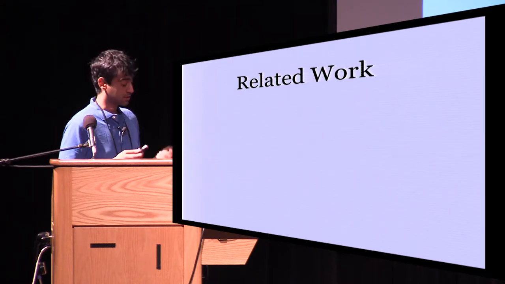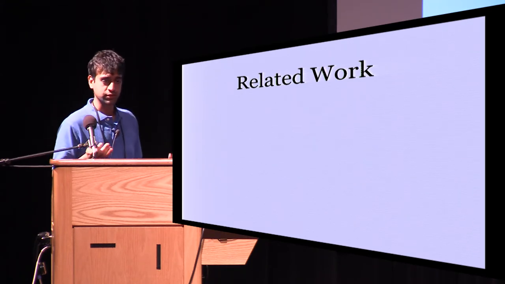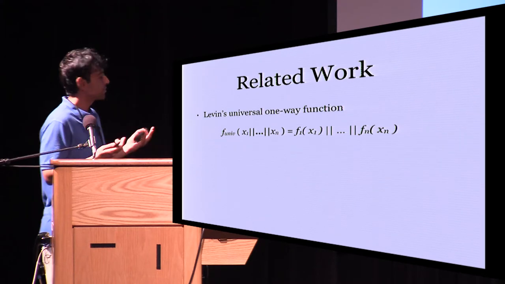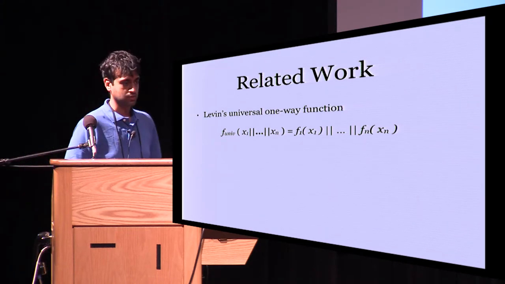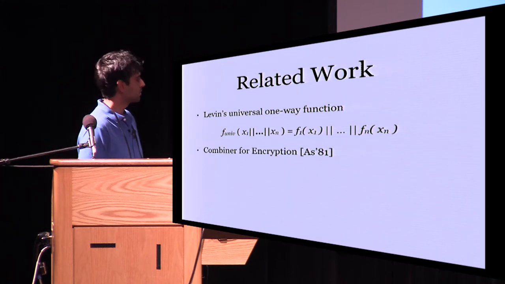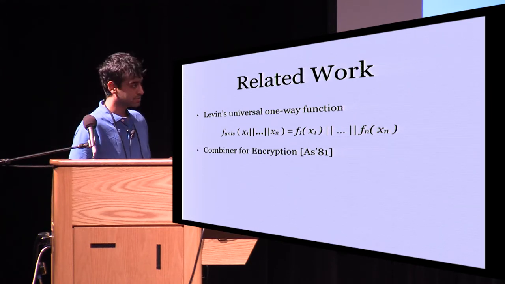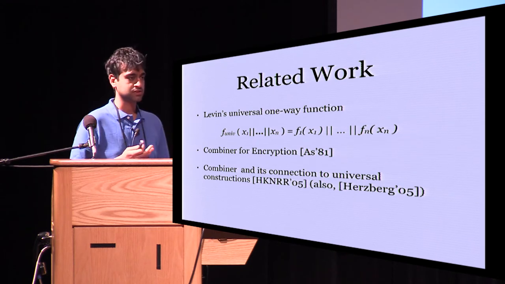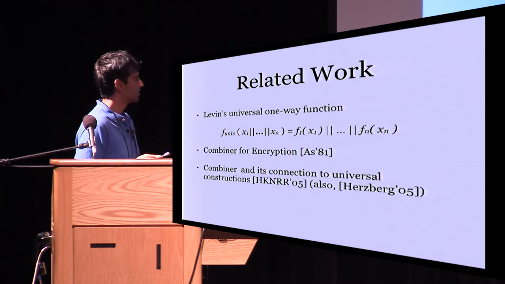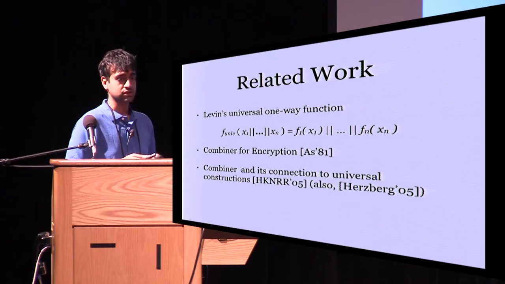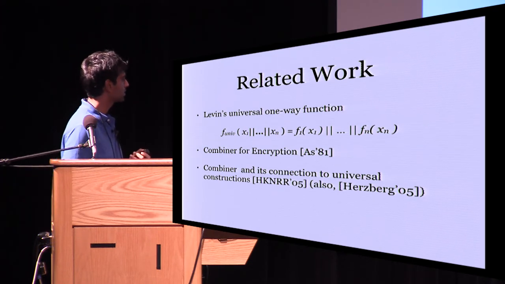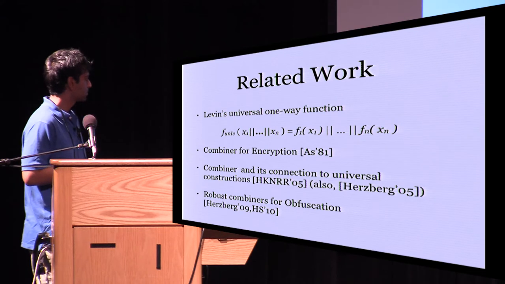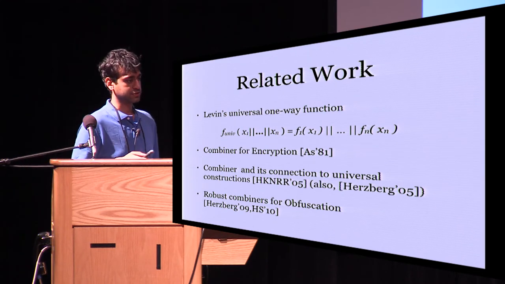The notion of combiners and universal constructions is not a new thing, so let me briefly recall what is known. The famous example is that of Levin's universal one-way function. Asmuth studied combiners for encryption schemes. There was a beautiful work which studies combiners for some crypto primitives such as oblivious transfer, and it also studies their connection to universal constructions. This is the work of Harnik, Kilian, Naor, Reingold, and Rosen. There are also some notions of robust combiners considered for obfuscation in the work of Herzberg.